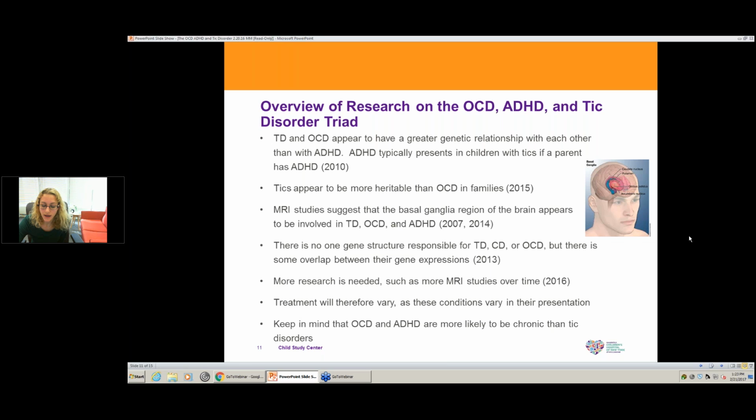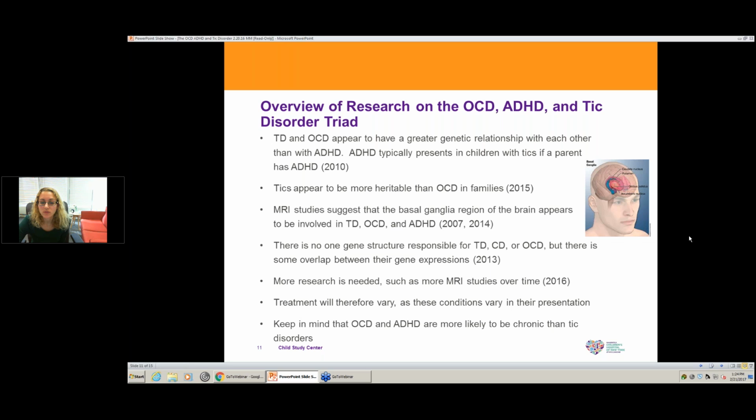In one study that just looked at the family symptoms, they found that for ADHD to present in a child, it was most likely the case that one of the parents had ADHD. In contrast, when a child who already had a tic disorder and the parents had tic disorder, for them to present with OCD, it was not related to whether or not the parents had OCD. So this suggests, this is just one study, that Tourette's disorder and OCD may have a greater genetic relationship with each other than ADHD. However, of course, more research needs to be done to make this conclusive. However, this was a very large study.